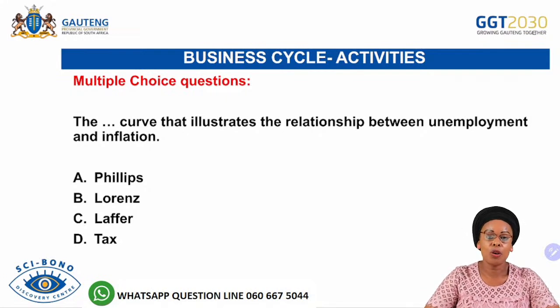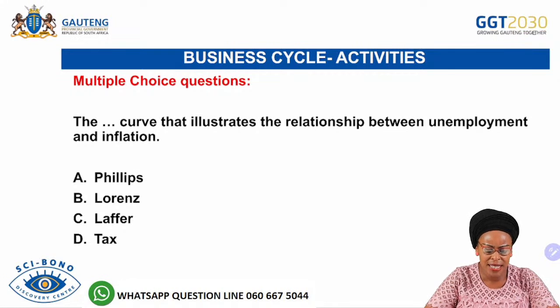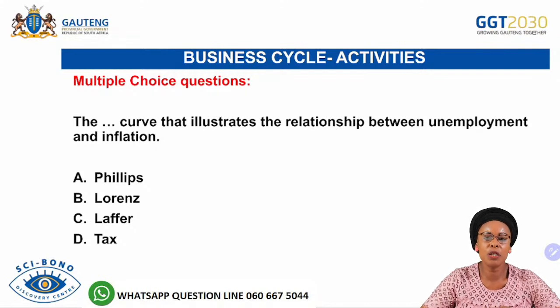Here is another example of a multiple choice question. The curve that illustrates the relationship between unemployment and inflation. This year, when you are studying economics, you're going to be taught how to draw and interpret different types of graphs or curves. Already in the previous lesson, you learned about the multiplier. So you need to know each and every graph that is in the economics syllabus, and even what is illustrated by that particular graph. For the topic of business cycles, there is only one graph which we use to explain the relationship between unemployment and inflation, and it is the Phillips curve.